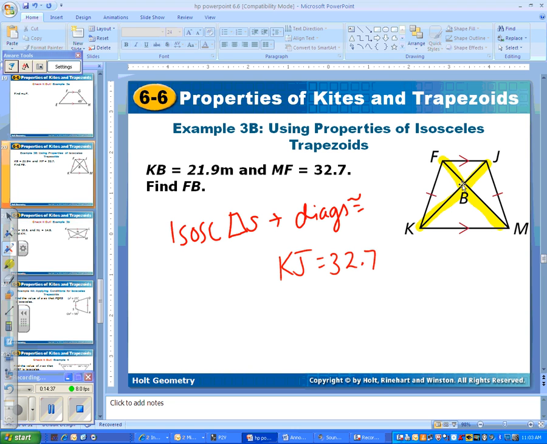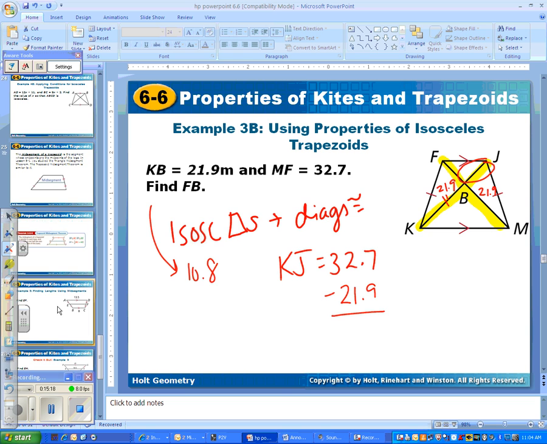Now, they also tell us that KB is 21.9. So what do you think BM has to equal? Well, it also has to equal 21.9. If we want to find out what the leftover piece is, all you're going to have to do is subtract. We know the whole thing is 32.7 and the larger part is 21.9. So you're going to subtract and figure out what the remainder is. So 32.7 minus 21.9 gets us 10.8. So our answer for this one is going to be 10.8. So these pieces are also congruent to each other. So those are the three types of questions I can ask you for the isosceles trapezoids.